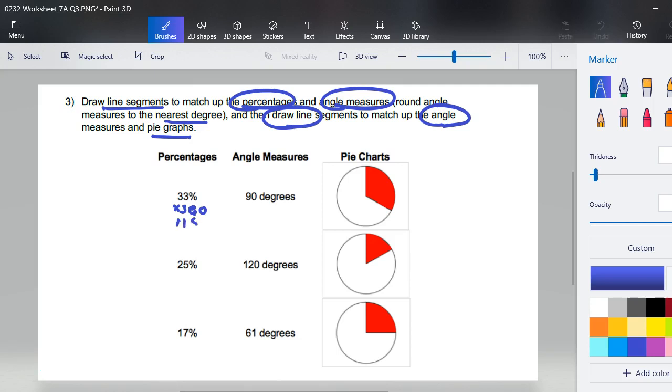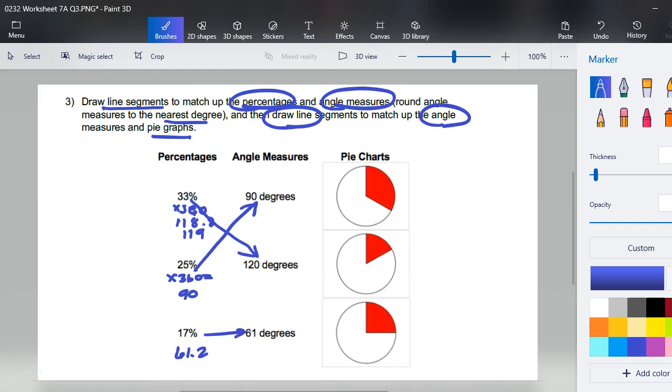I'm getting 118.8, which is about 119, but what I think they're getting at is that one's going to be 120 degrees. 0.25 times 360, I'm getting 90 degrees. That one's there. And just to make sure, 0.17 times 360 is 61.2, which is 61 degrees.